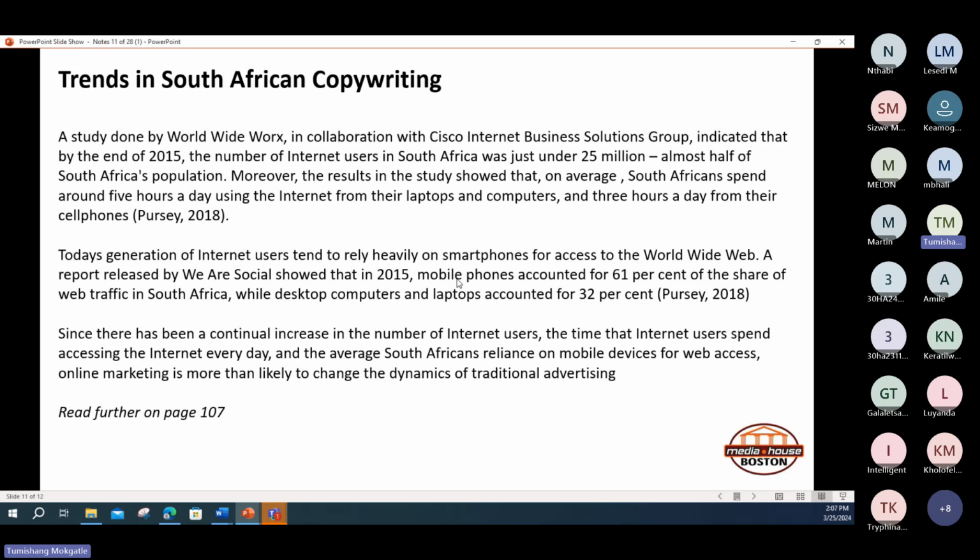So channel yourself. And I did say last week that if you're going to target the Gen Zs, you also need to understand their language. You need to understand the acronyms and the slang that you guys use, right?